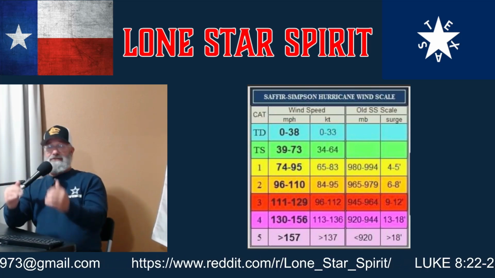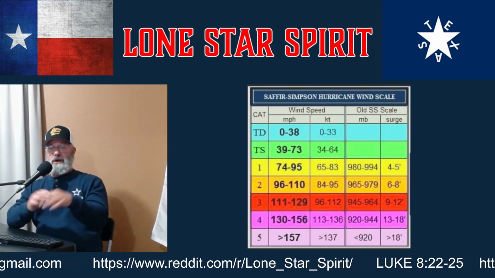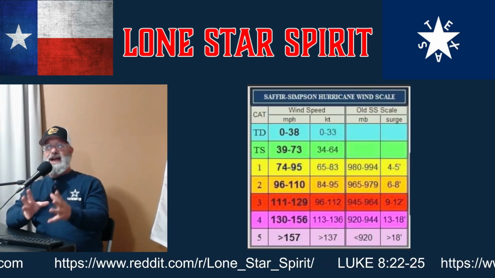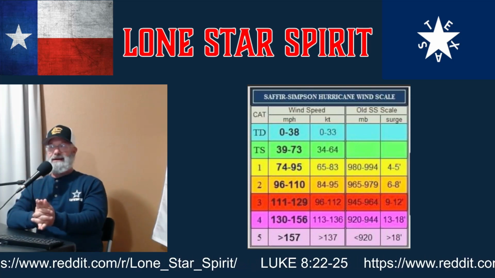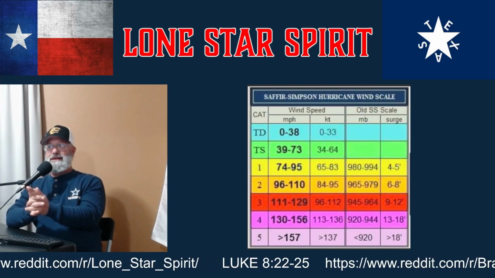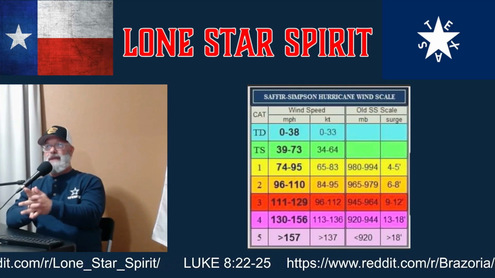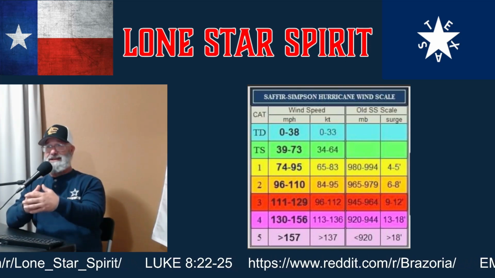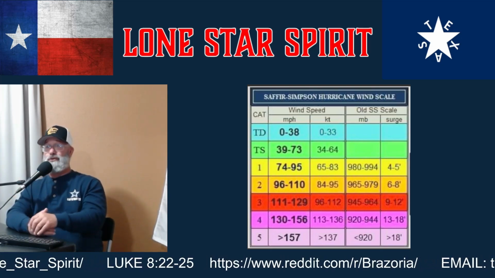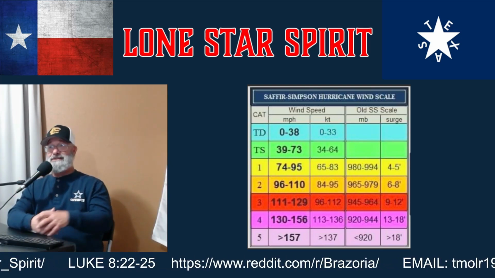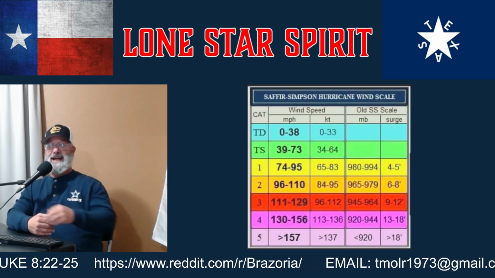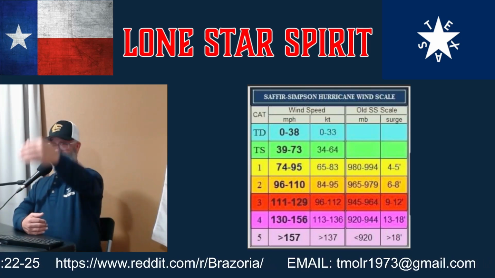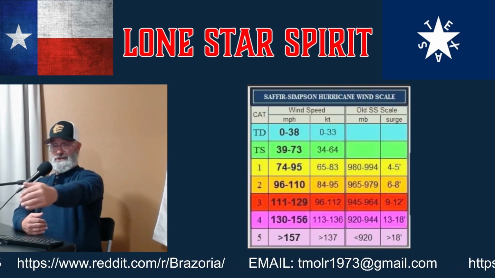Now, with any of these, whether it be a category 1 or a category 5, the timing of the landfall of the hurricane can make the surge worse if you are at high tide. So that's whatever the high tide is. If the hurricane comes in at high tide, you're going to add whatever the storm surge is.